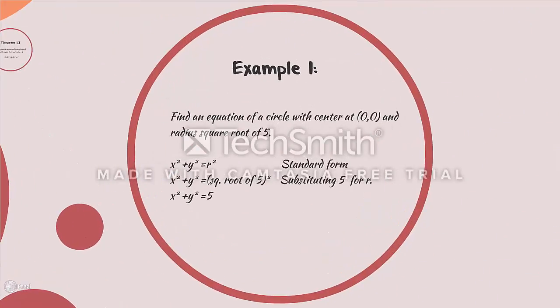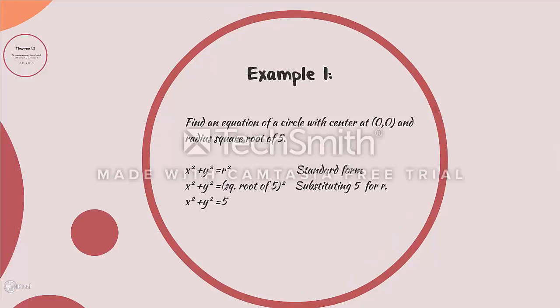Let's see example number 1. Find an equation of a circle with center at point (0, 0) and radius square root of 5. First, we know that the standard form for a circle centered at the origin is x squared plus y squared equals r squared. Then substituting square root of 5 for r, we will have x squared plus y squared equals the square root of 5 squared. And simplifying it, the equation of the circle will be x squared plus y squared equals 5.